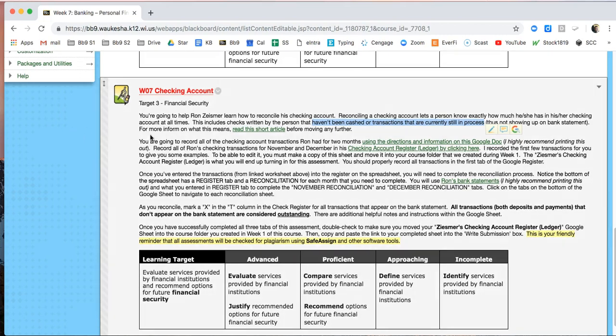So, okay, I'm going to keep going. You are going to record all of the checking account transactions Ron had for 2 months using the directions and information on this Google Doc. I highly recommend printing this out. Record all of Ron's checking transactions for November and December in his checking account register or ledger. Same thing by clicking here. I recorded the first few transactions for you to give you some examples. So let's go ahead and jump into this.